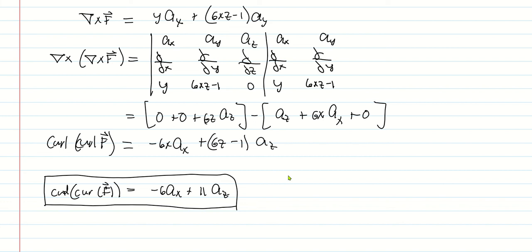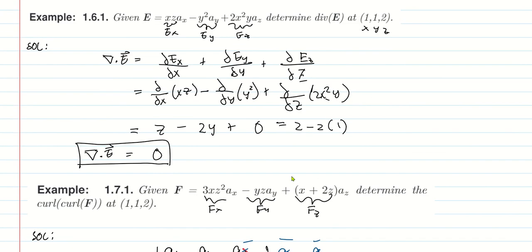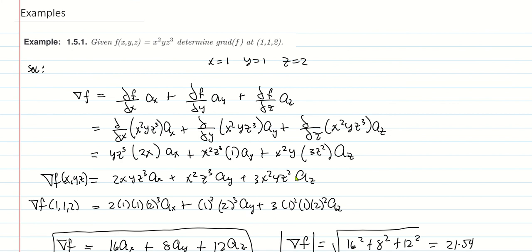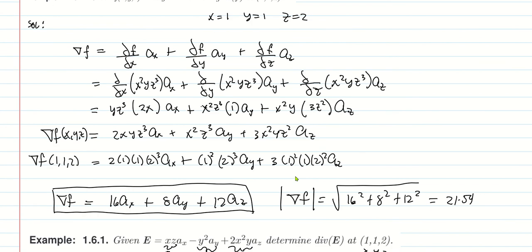So this is how we determine the curl of a vector. We determine the divergence of a vector, and we also determine the gradient of a scalar field.